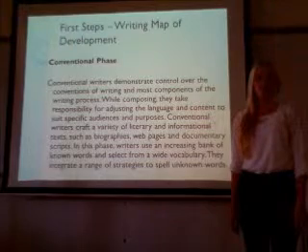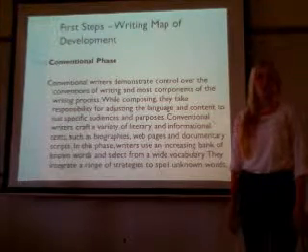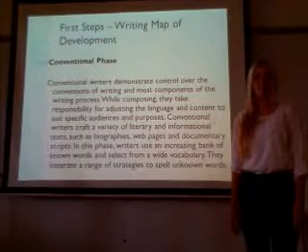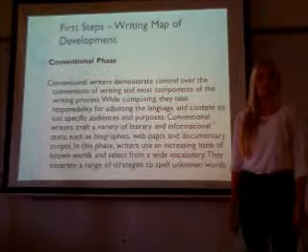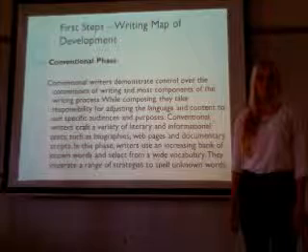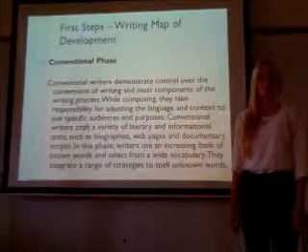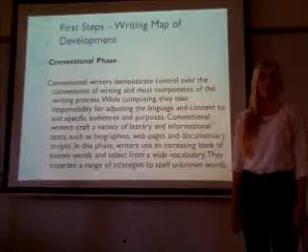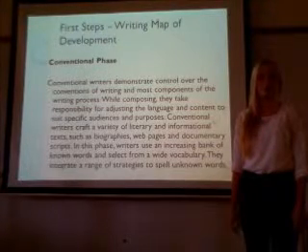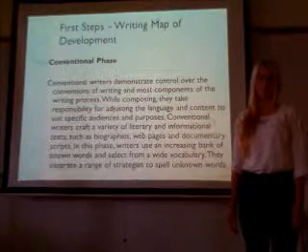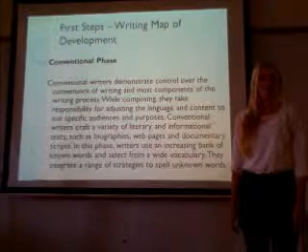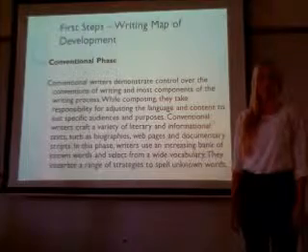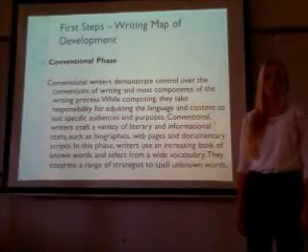The next stage is the conventional phase. Conventional writers demonstrate control over the conventions of writing and most components of the writing process. While composing, they take responsibility for adjusting the language and content to suit specific audiences and purposes. Conventional writers craft a variety of literary and informational texts such as biographies, web pages, and documentary scripts. In this phase, writers use an increasing bank of known words and select from a wide vocabulary. They integrate a range of strategies to spell unknown words.